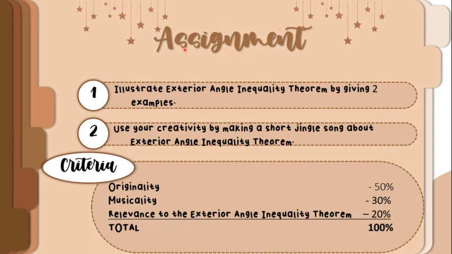Before ending the lesson, please do not forget your assignment as this is a follow-up to your progress. The first assignment is to illustrate the exterior angle inequality theorem by giving two examples. And the second assignment is that you are going to use your creativity by making a short jingle song about the exterior angle inequality theorem. This is the criteria for assignment number 2. Originality is 50%, musicality is 30%, and relevance to the exterior angle inequality theorem is 20%, which has a total of 100%.